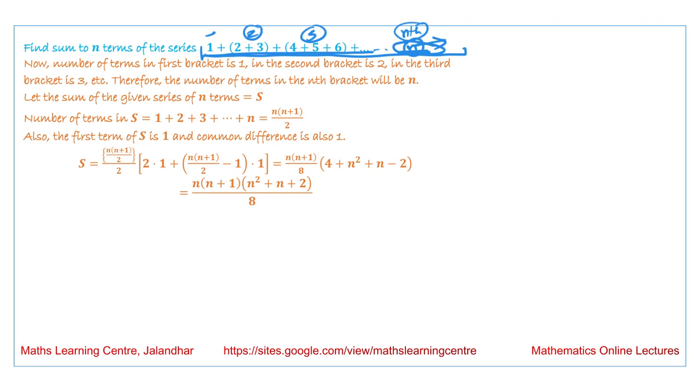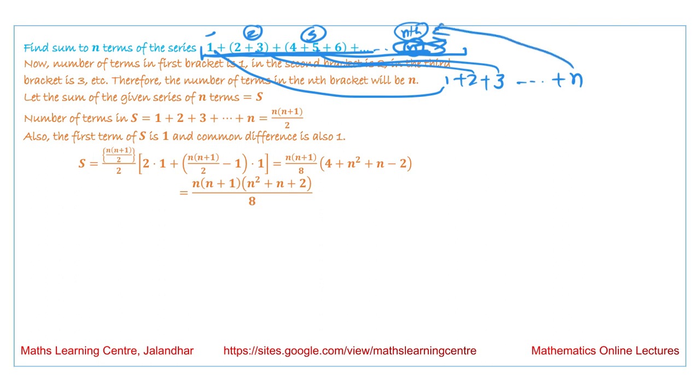So the total number of terms is 1 plus 2 plus 3 so on up to plus n. We are saying this is one term over here, then there are 2 terms, then there are 3 terms, and then there are n terms. So the total number of terms we have is 1 plus 2 plus 3 so on up to n, that is equal to n into (n plus 1) by 2. These are the total number of terms that we have over here. Now the first term in this sum is 1.